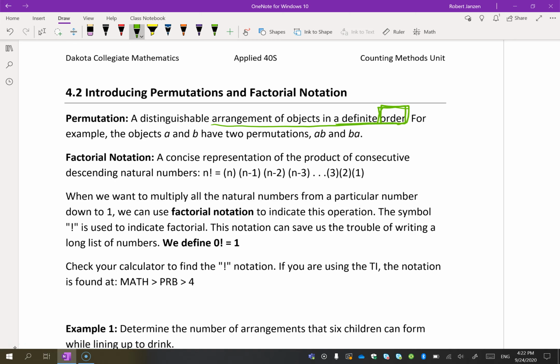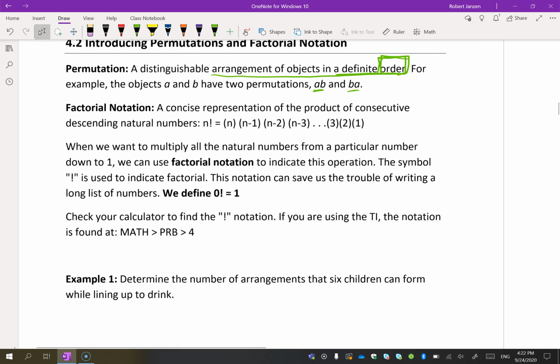For example, if you think about that one where we had a race, if two people finish first and second, and then you switch who finishes first and second, that's a different order. So it's a different permutation. If we take A and B and we put AB and BA, those are different, so this is what's called a permutation.